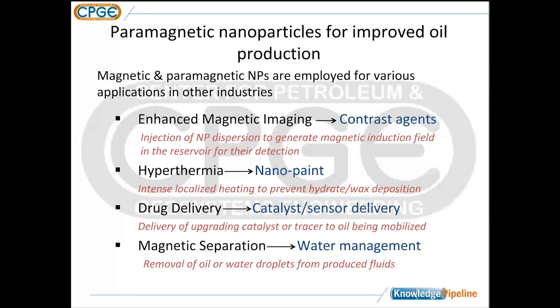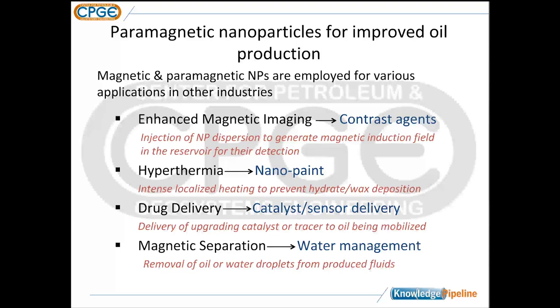They are also used for drug delivery, and in biology they can be used to separate cells and proteins and other quantities by magnetic separation. And we can utilize the same application principles for oil field applications as shown on the right-hand side here. For example, as a reservoir imaging contrast agent or nano paint to prevent wax or hydrate deposition inside the pipeline, or to deliver oil upgrading catalyst or tracer to oil-bearing systems. Or magnetic separation can be used for water management, for example, to remove all the oil droplets from the produced water.